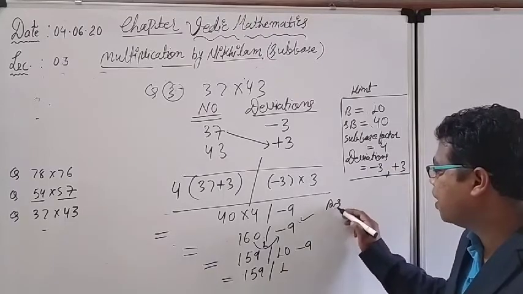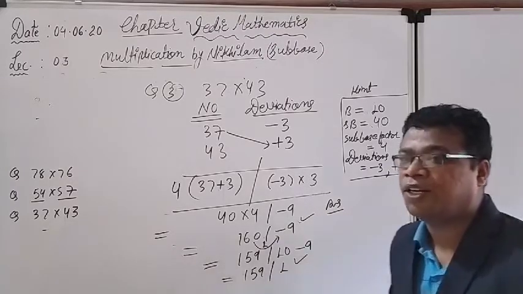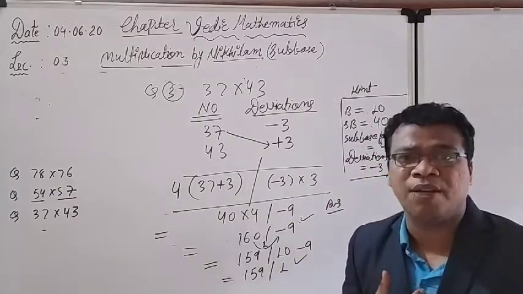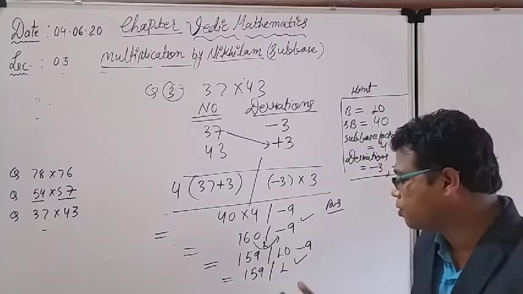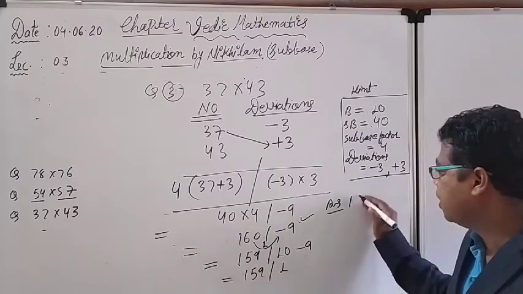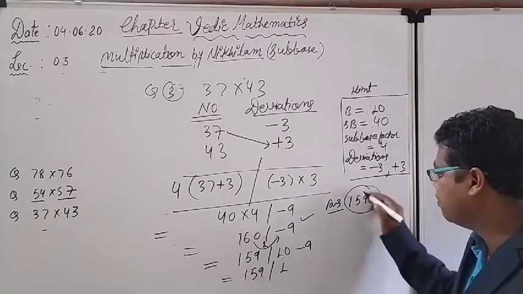Right now what is my final answer? I have to select only one digit from every section. Why? Because according to base 10 I have only one 0. So if there is one 0, I have to select one digit. Already it is in the form of one digit. So no problem, it is the same answer, 1591.